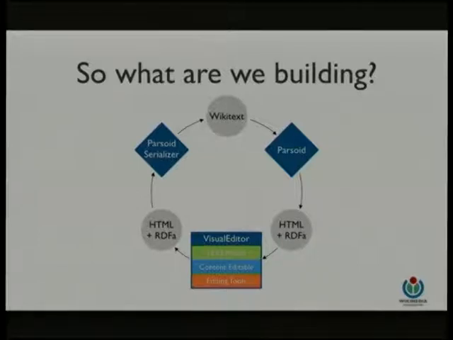You do things in Visual Editor that modify it in some way, and then it comes back out again as HTML RDFa, and you go through Parsoid, this time through the serializer path of Parsoid, and you save as Wikitext.